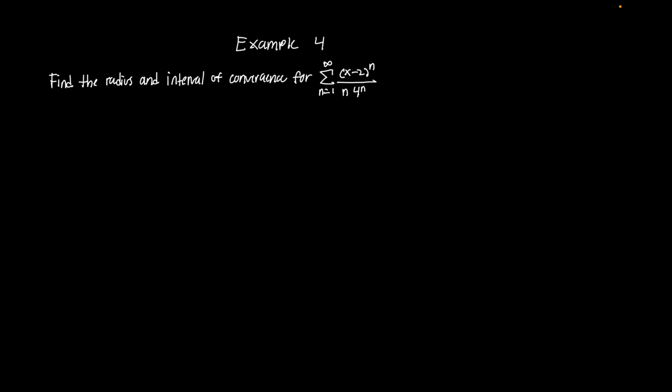Next one. Find the radius and interval of convergence for x minus 2 to the nth power over n times 4 to the n. So this is a power series, but the center is not at 0. The center is going to be 2. So we're still going to use the ratio test to get rid of the ends. So let's find the term and the term plus 1, I guess. I don't know what you call that.